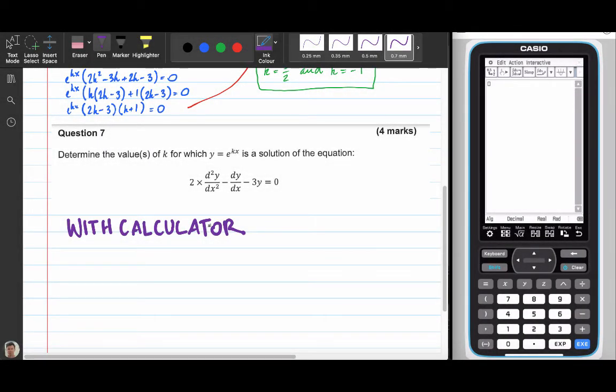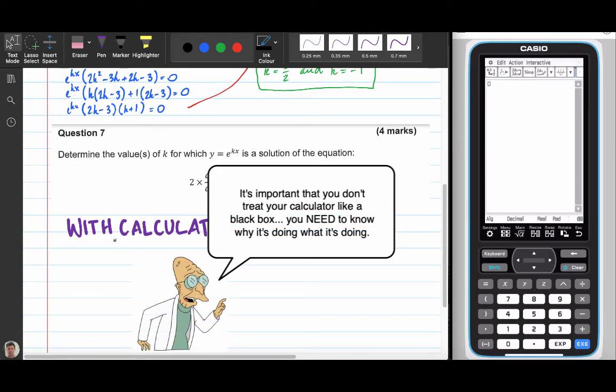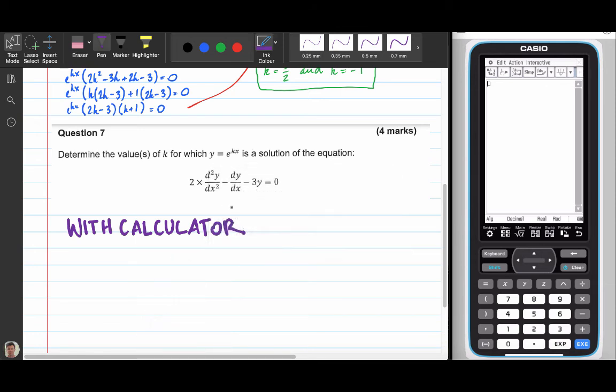Now, I'll just remind everybody that it's important that you know how to do it without the calculator, because you want to have an idea of the methods that the calculator is using for you to get to the right answer. You don't want to get to an answer and not be able to assess whether it is in the ballpark of what you're looking for.